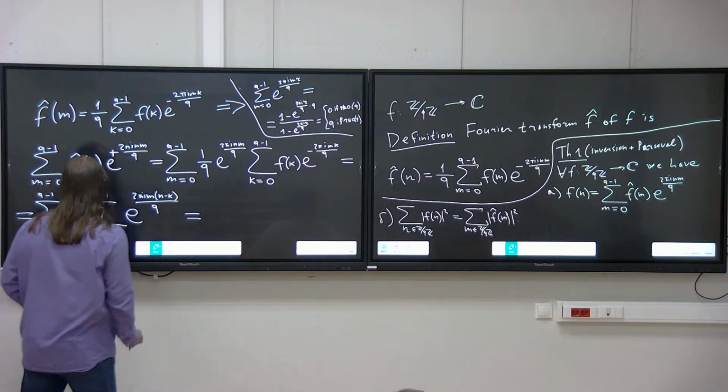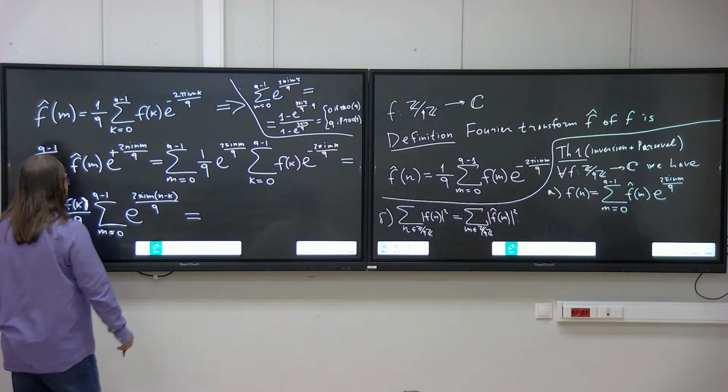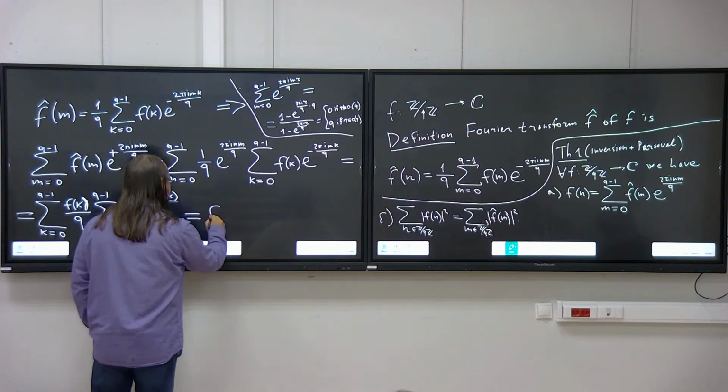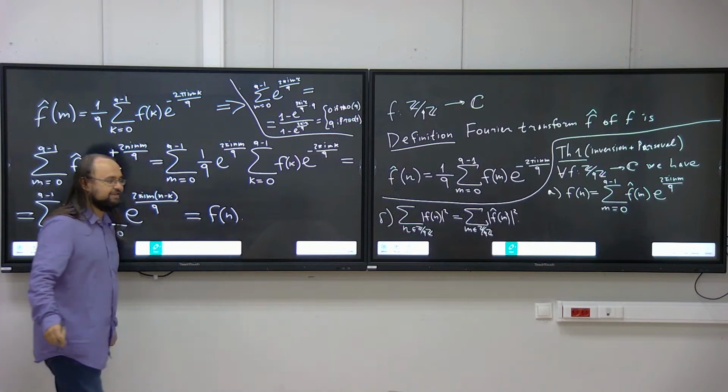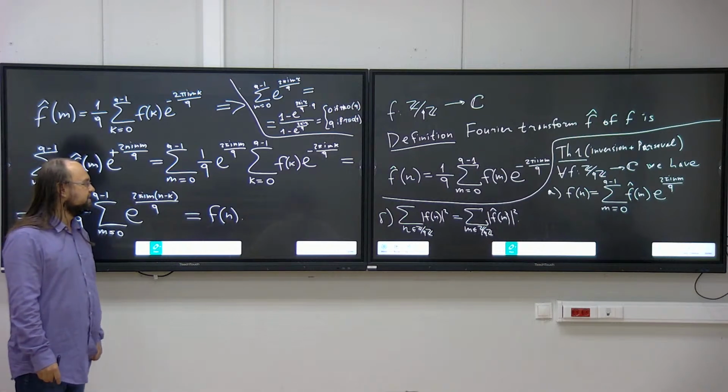So this sum actually contains only one term, the term with k equals n. So you get f of n divided by q multiplied by q. This is equal to f of n, which concludes the proof of the Fourier inversion formula.